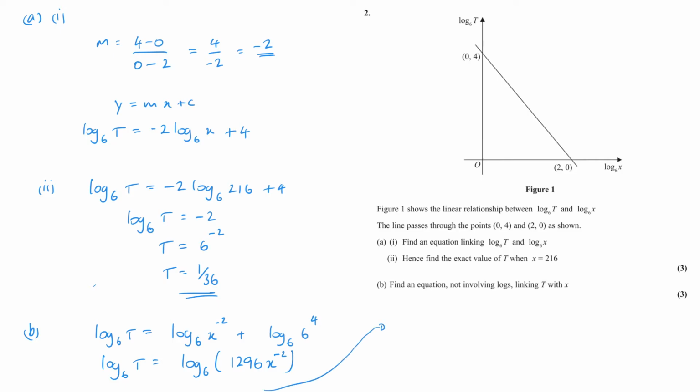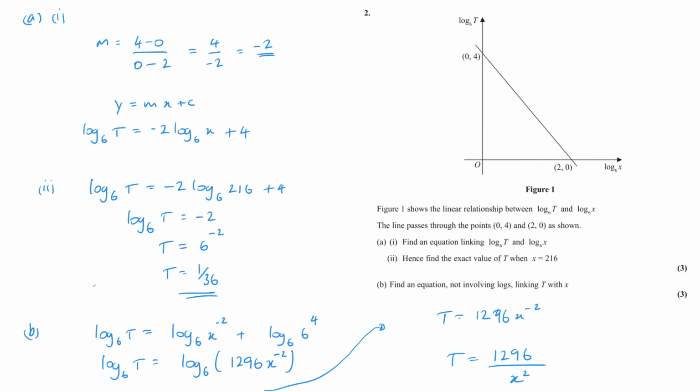So just carrying on over here, both these are logs now, the same base, so t equals this. So t equals 1296 x to the minus 2, or t equals 1296 over x squared.